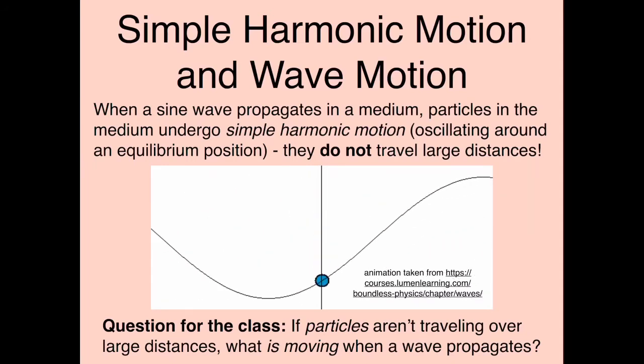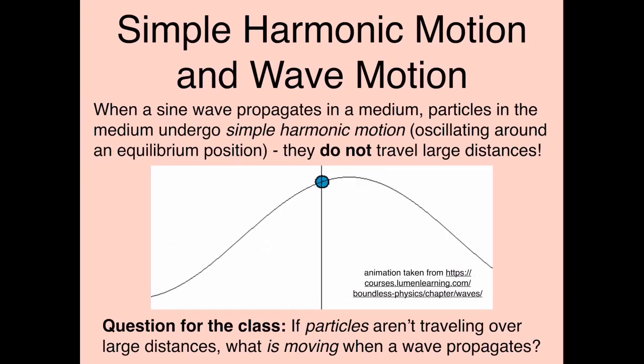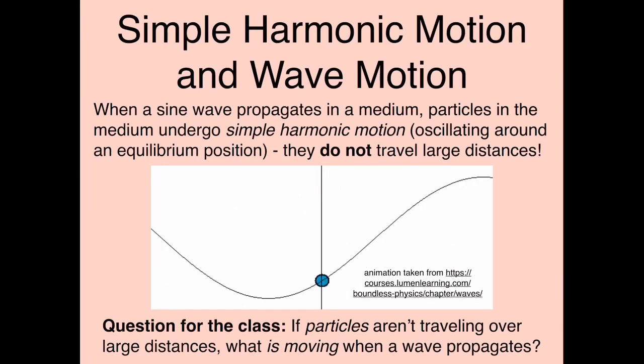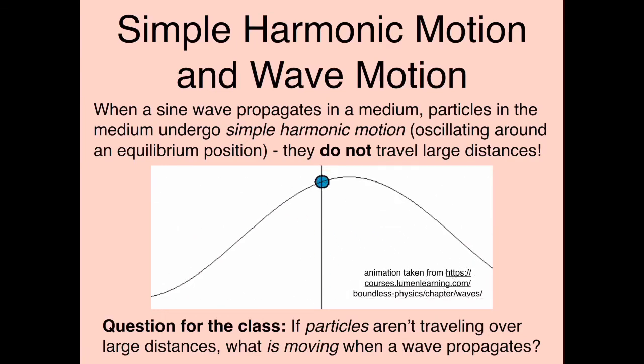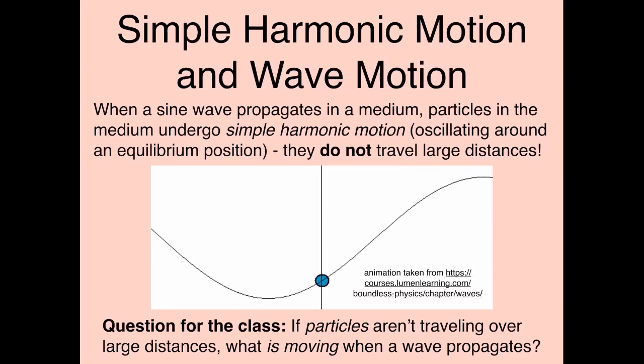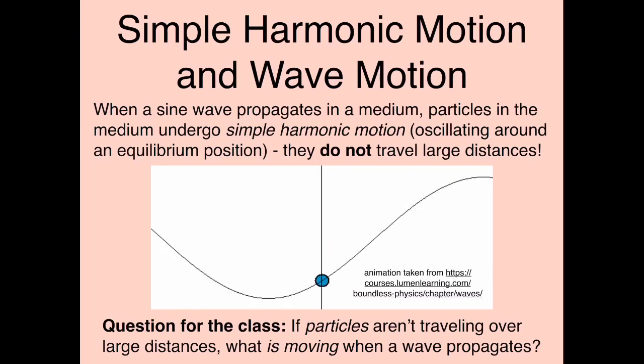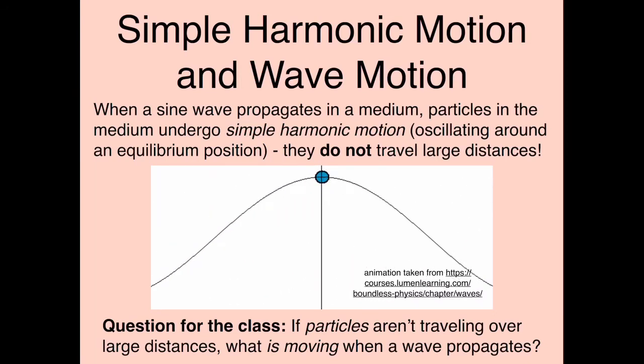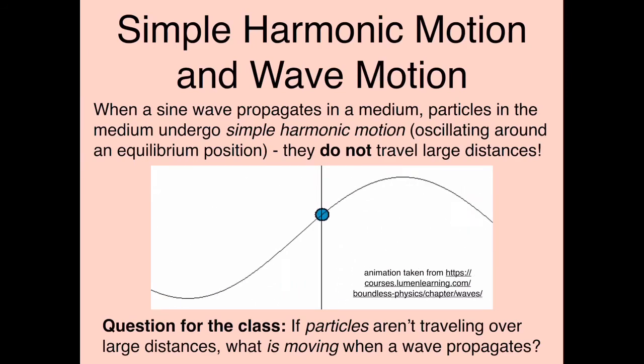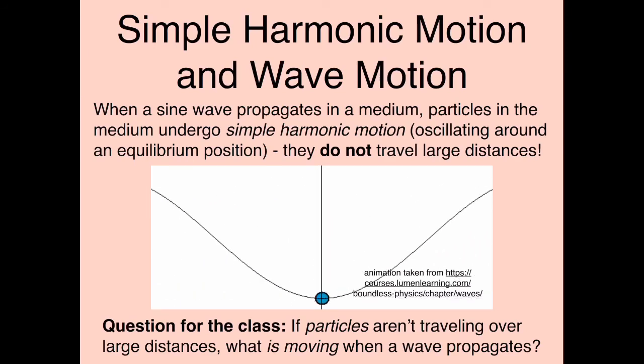Now, that leads us to a question, because if the particles or the matter that makes up the medium is not traveling over large distances, what is traveling when a wave propagates? Something must be moving to the right. If it's not the actual material, what is it? So think about that question for a second, pause the video, and see if you can come up with some sort of answer to this. Okay, so what's the answer then?